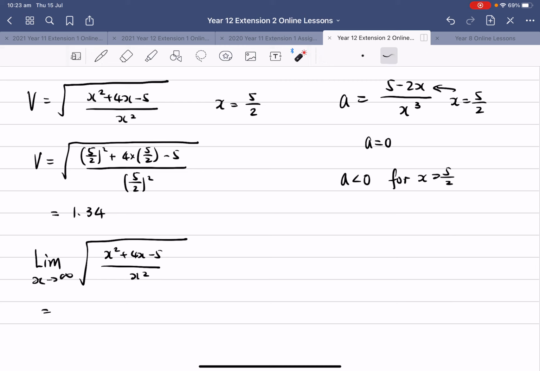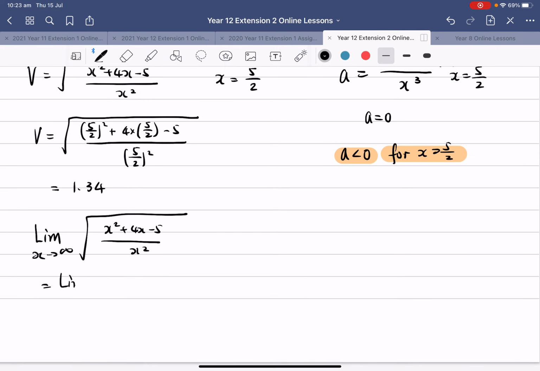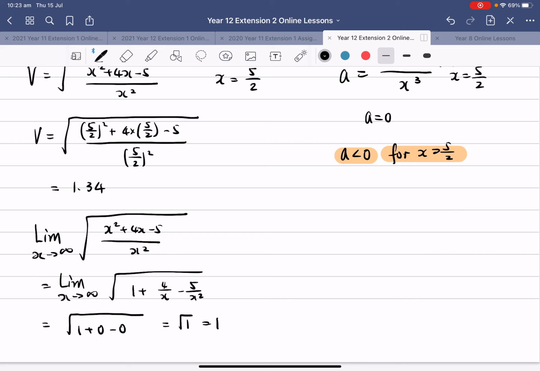Since we know the acceleration is less than 0 for x greater than 5 on 2, we kind of know that velocity is slowing down, but we just need to find out what the velocity approaches. Alright, so limit as x approaches infinity. We divide both the top and the bottom by x squared, so we get the square root of 1 plus 4 over x minus 5 over x squared. In that case, that becomes the square root of 1 plus 0 minus 0 after substituting infinity inside, which is equal to the square root of 1, and velocity approaches 1.